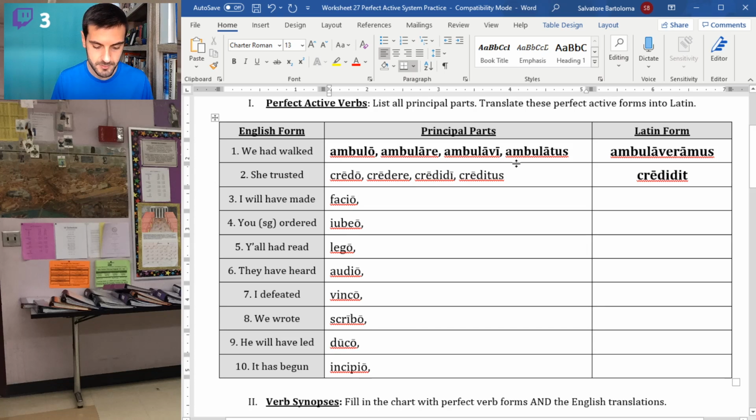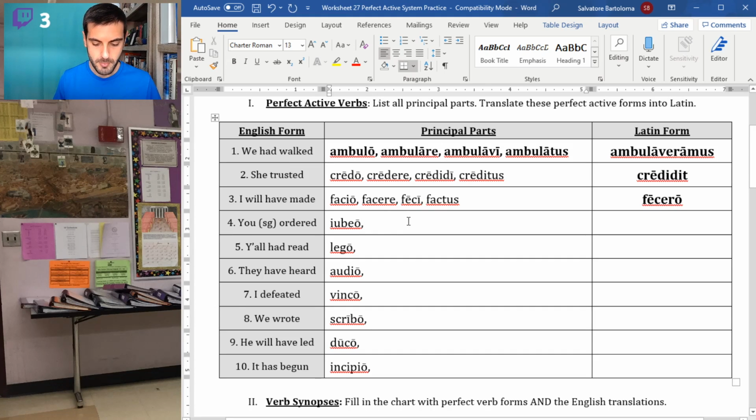Facio, our principal parts, facio, facere, feci is our third principal part, and then factus. I will have made, so everything is based on that third principal part. Feci, so first person singular, will have made, so we're going for future perfect here. So future perfect, fecero, feceris, fecerit.